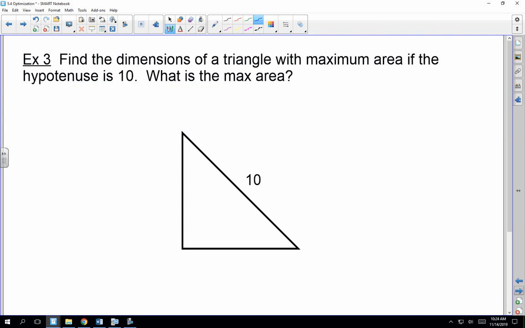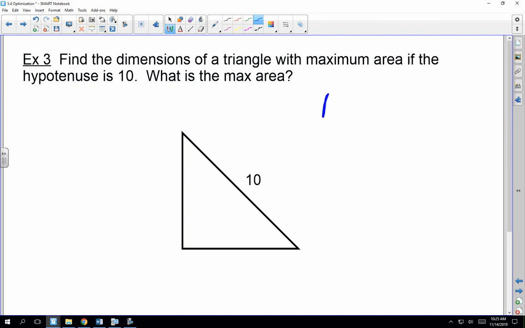So it says find the dimensions of a triangle with maximum area. So once again, we're maximizing the area of this triangle, if the hypotenuse is 10. So here's what we have to do. We have to come up with an equation for the area of this triangle that has just x in it, just one variable. And you can do it. Take a wild guess as to what equation you might use to substitute in to turn it into one variable. Everybody's favorite from geometry. Yeah, you're right. Pythagoras is going to show up. I'll show you what I mean.